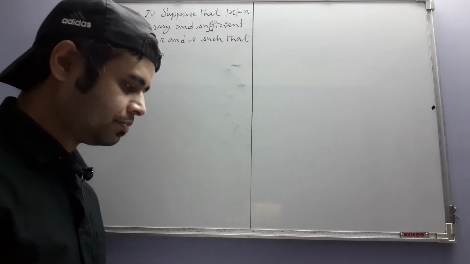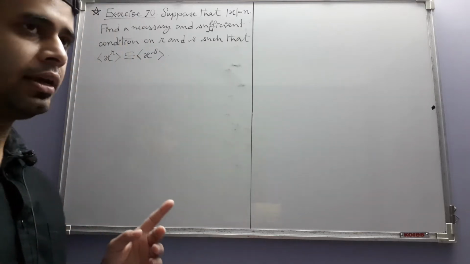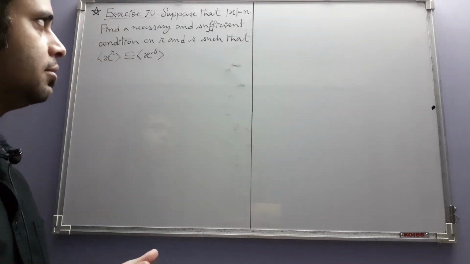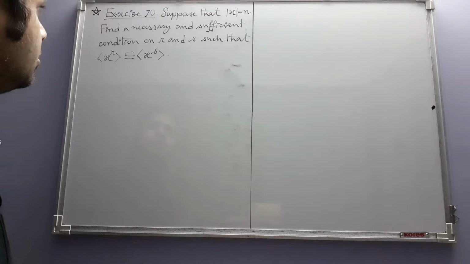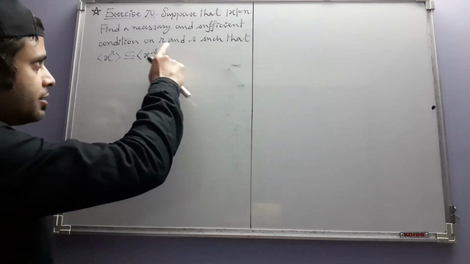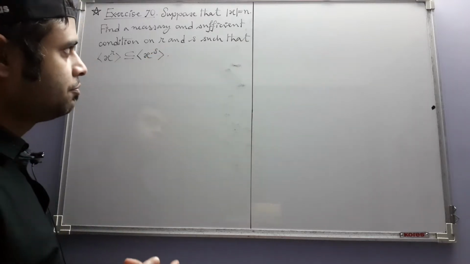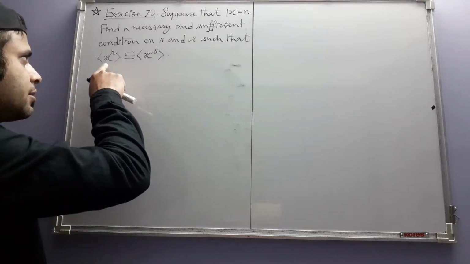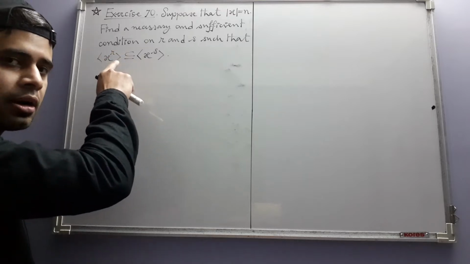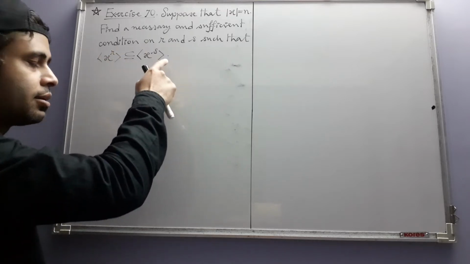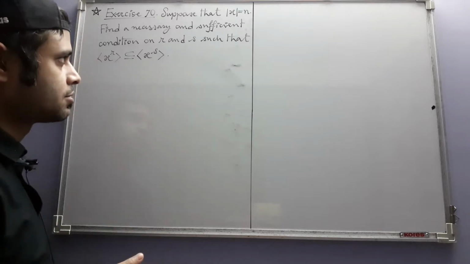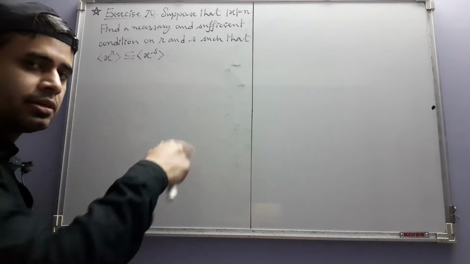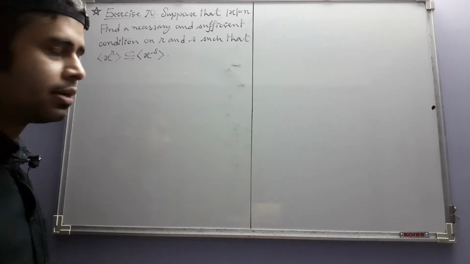Exercise 70. Here an element x is given in some group whose order is n. n is some positive integer, and r and s are some integers. We have to find a necessary and sufficient condition such that the cyclic group generated by x to the power r is contained in the cyclic group generated by x to the power s. So we will first assume this and then we will see what condition we end up with.